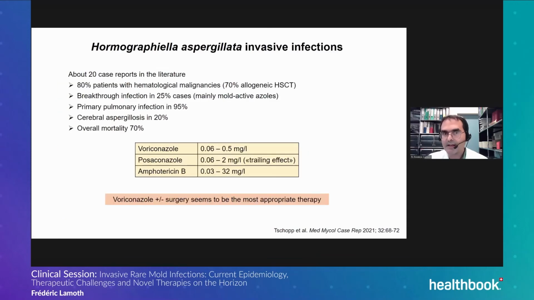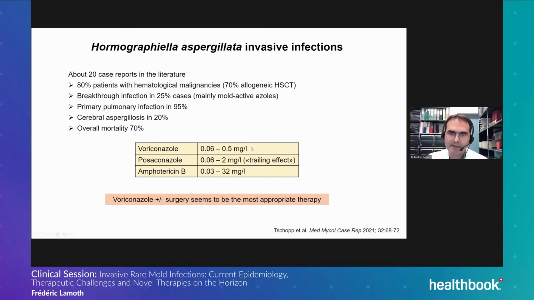And Hormographiella aspergillata is a rare but well-known fungal pathogen. There are about 20 case reports in the literature, mainly in patients with hematologic cancer. Again, breakthrough infections in 25% of cases, mainly patients under mold-active azoles, mainly primary pulmonary infections, like in the present case, but with a propensity to affect the brain, 20% of dissemination to the brain, and again, very high mortality.